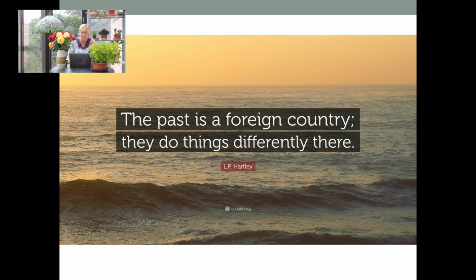So the last slide for today is a quote from a writer, L.P. Hartley. The past is a foreign country. They do things differently there. So if you want to understand the past, you have to remember that not only the material reality expressed through artifacts was different, but also the way of thinking was different.